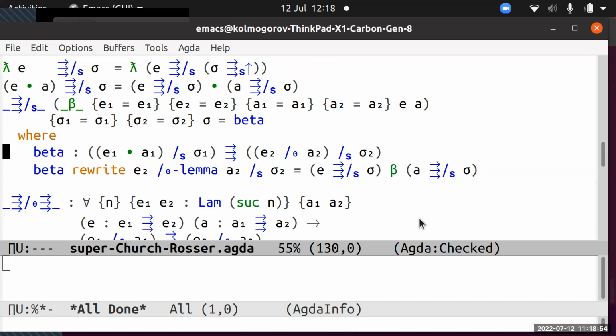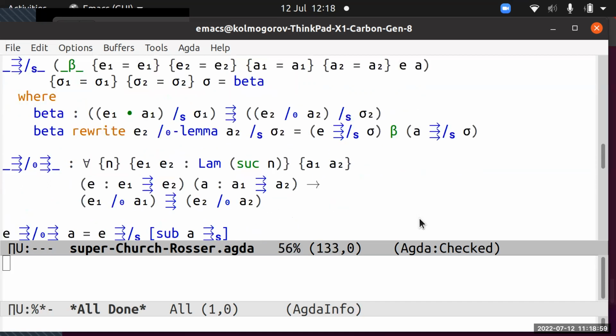So superparallel reduction is strongly substitutive. And hence, inventor's paradox, it's substitutive. So there's the proof of substitutivity. We just apply the strong substitution property to the boring single vector.